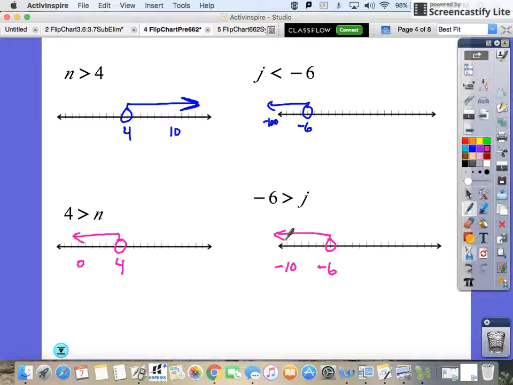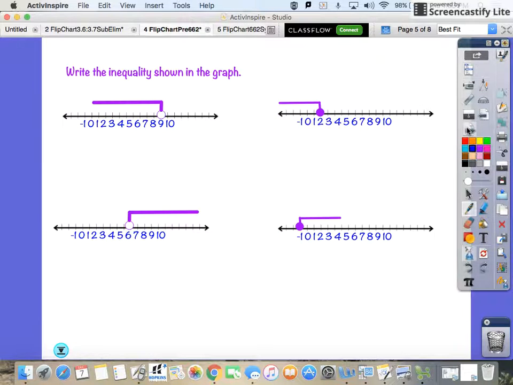Some students notice a trick. If you do, great. If you don't, that's fine. They see that if the letter comes first, the arrow matches. If the variable comes second, the arrow does not match.